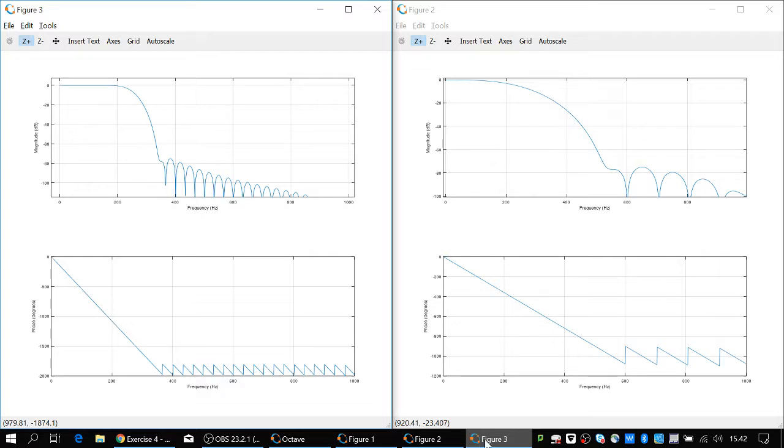Okay, so we have all the key parameters of the filter design fixed. So cutoff frequency, stop band attenuation, transition bandwidth. Those 3 things.